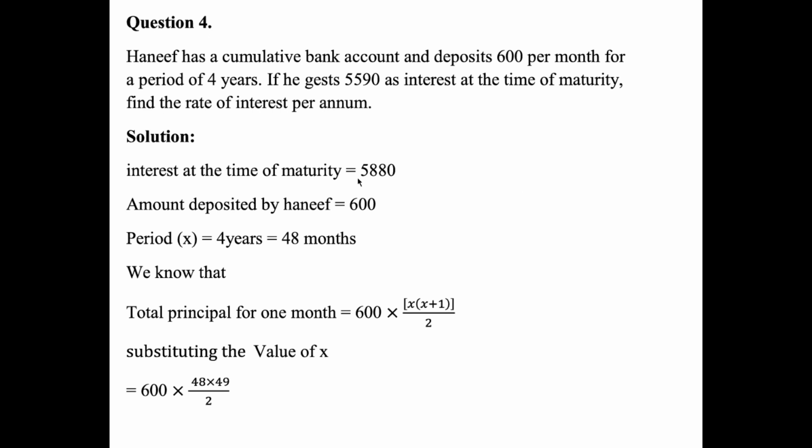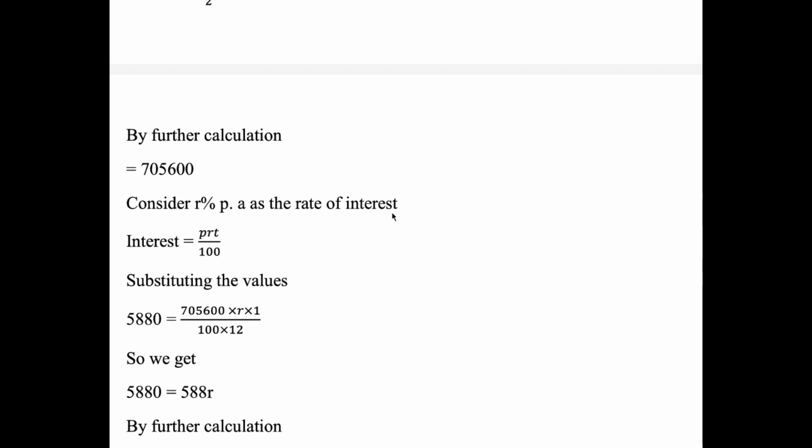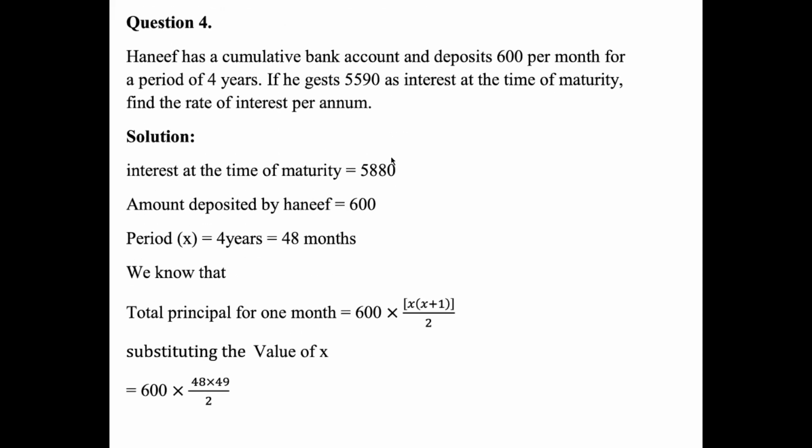That interest at the time of maturity, it is 5880. Okay, so it is a typing mistake, whatever may be, it is 5880. So instead of 5590, keep it 5880. Amount deposited by Hanif, that is the 600 per month. What is the term? That is for 4 years. 4 years means 48 months. 4 into 12, that is 48 months.